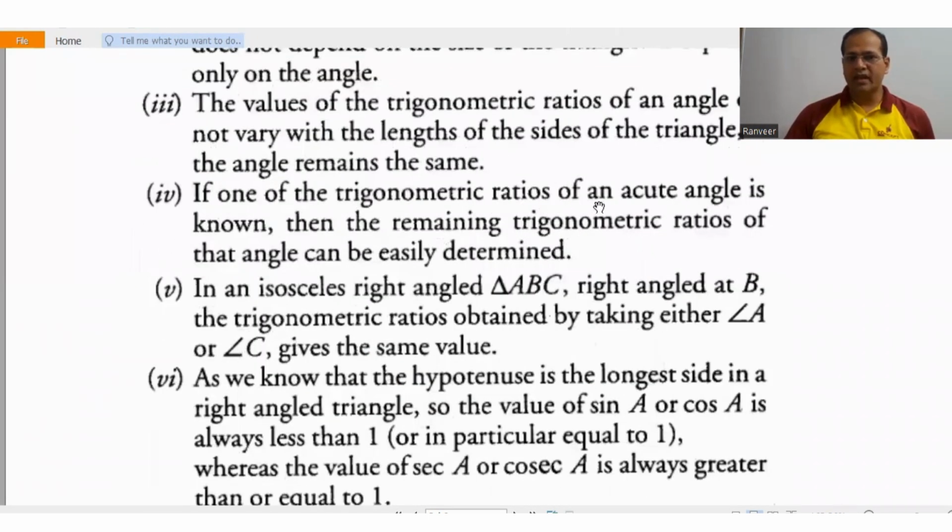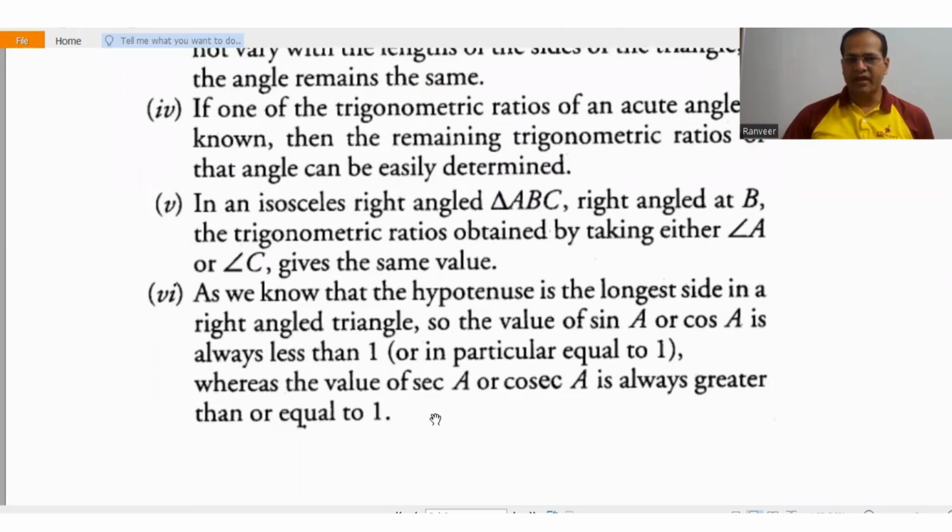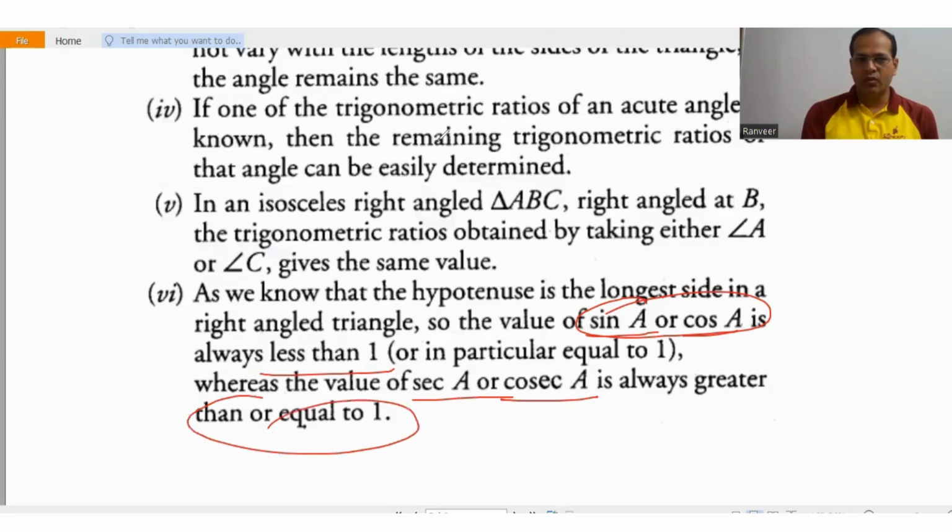If one of the trigonometric ratios of an acute angle is known, then the remaining trigonometric ratios we can find out. In an isosceles triangle ABC, right angle at B, the trigonometric ratios obtained by angle A and angle C have the same value. So in this way we can find out all the values. Now the most important thing: sine A and cos A always lie between -1 and 1, and sec A and cosec A are always greater than or equal to 1.